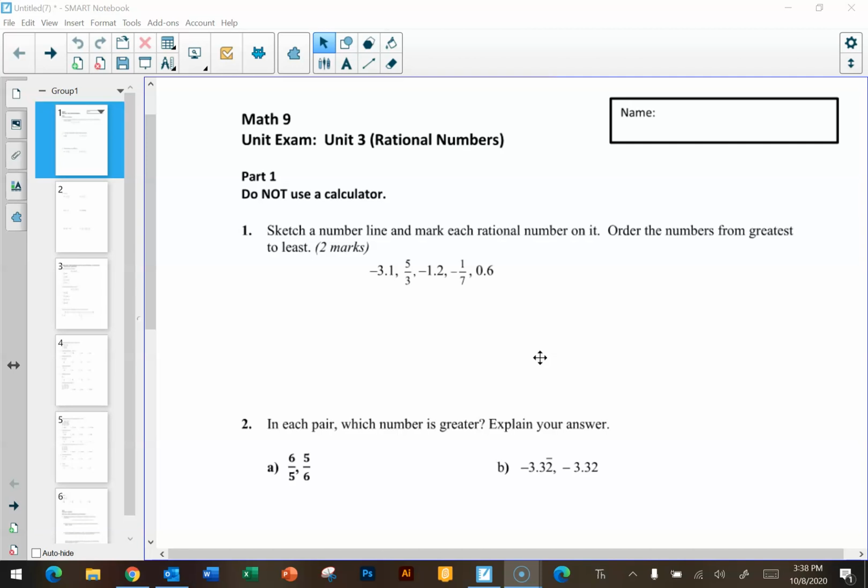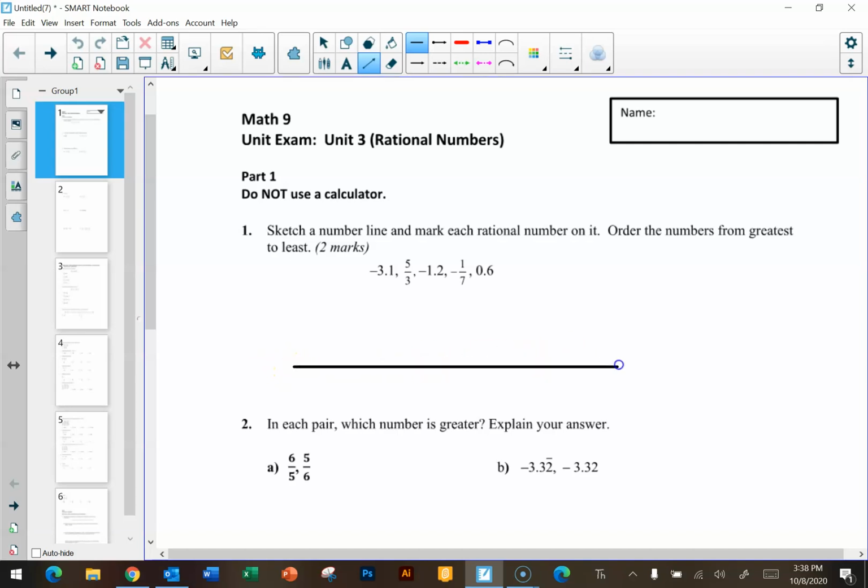Hopefully that'll help you. So for the first question, it says do not use a calculator. You probably won't need to use a calculator for this section anyway. It wouldn't really help you. But I can't stop you from using a calculator if you want to check your answers or anything.